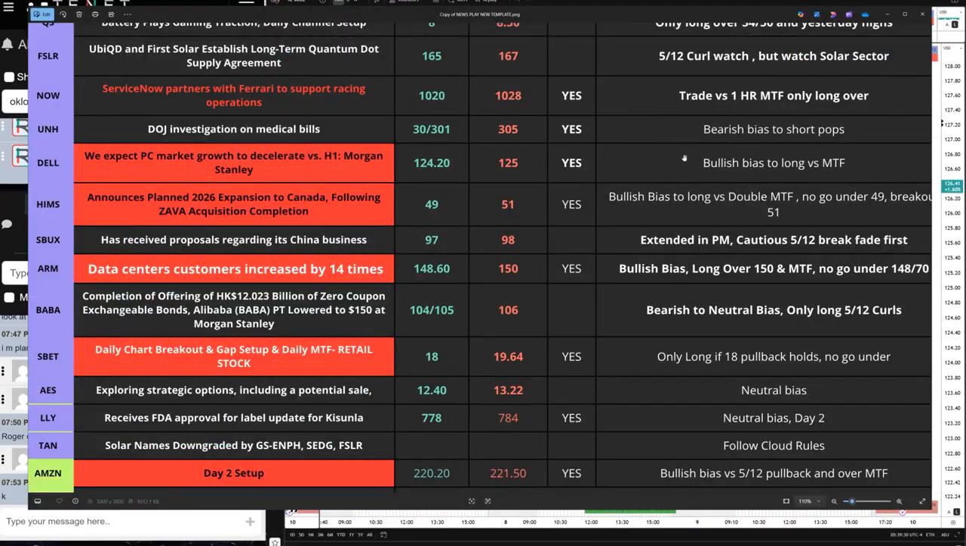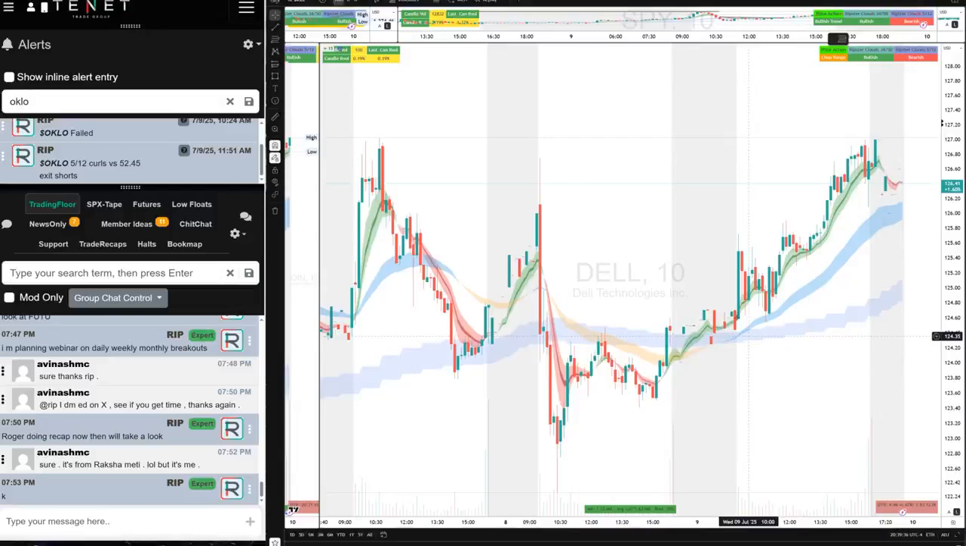All right, let's look at some other setups from the pre-market. Dell was another one. It was bullish, buy to go long versus MTF. That's the planning I gave in the pre-market. Resistance was 125. And as you see, it was not that great of a trend in the morning, but you see it held the MTF and ran all day with the market. So that's the power of the MTF clouds on these setups that you can trade.